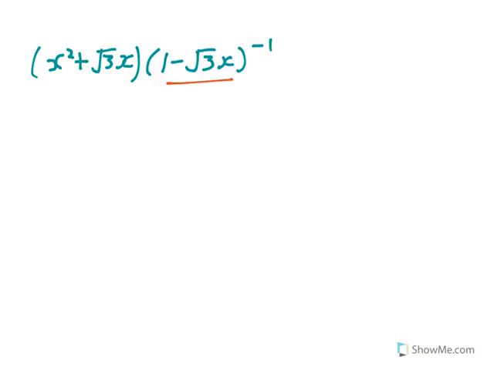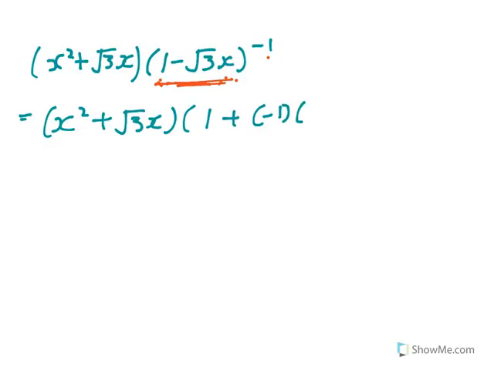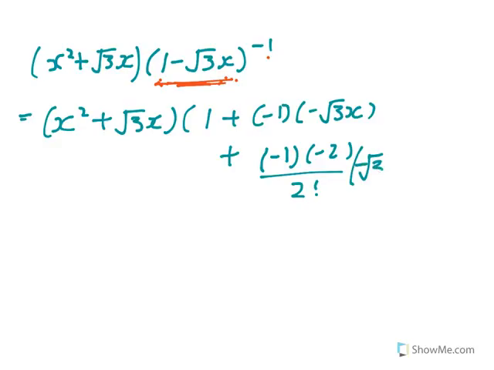So what do I do with this? Just like in 3a, you see this, it's two terms, so it's a binomial, and you see a power n. What can you do? All you need to do is just binomial expansion. So x squared plus square root 3 x times the binomial expansion. This is one term and the variable is square root 3 x, two terms, minus 2 over 2 factorial, negative square root 3 x to the power of 2, and so on and so forth.